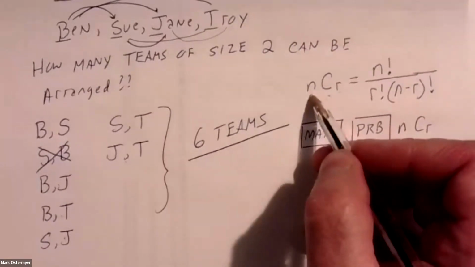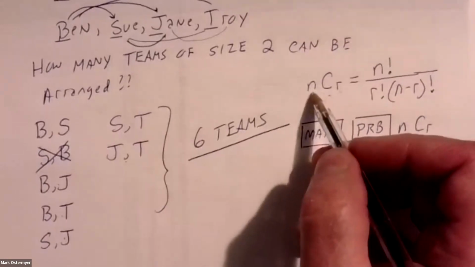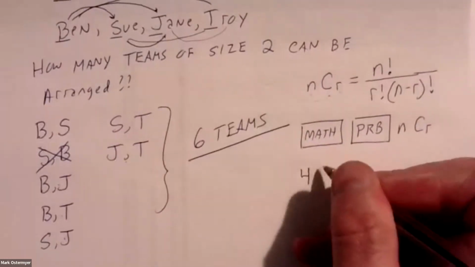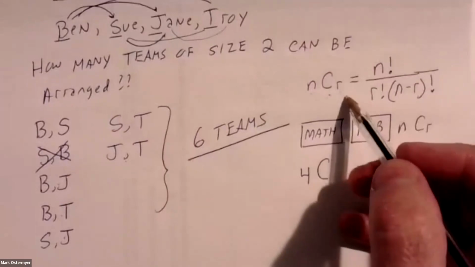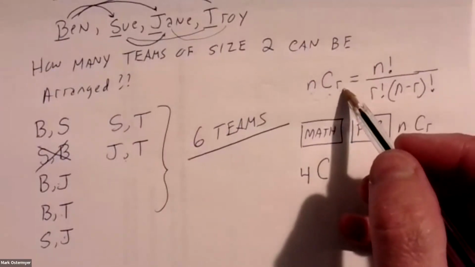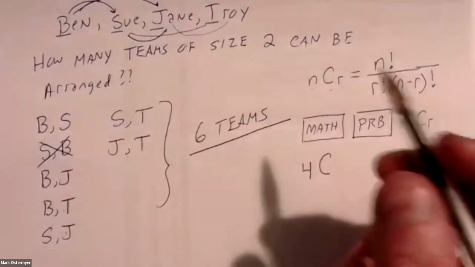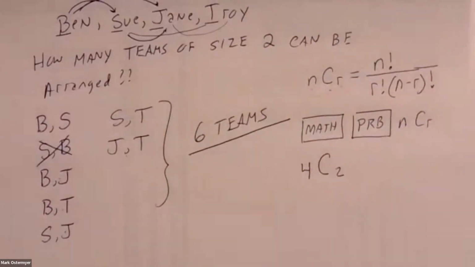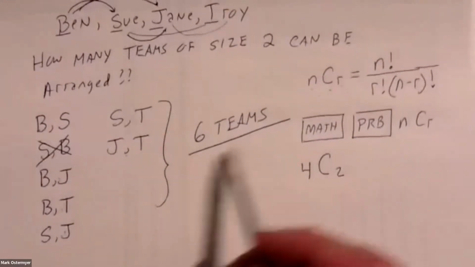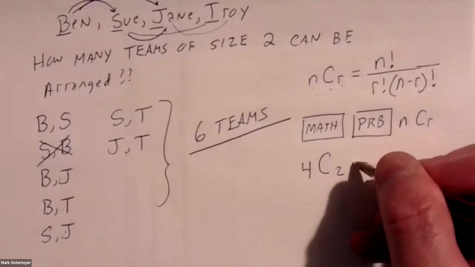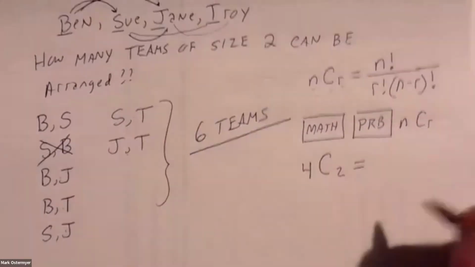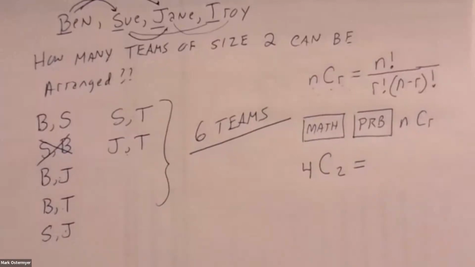n is the total number of things we have to choose from. In my example, I had 4 people to choose from, so n would be 4. r represents how many of all the things we have to choose from we actually choose. So I'm choosing 2 people from the 4 people. So 4 in combination with 2 would generate the total number of teams that are possible. So how do we bring this up on our calculator? 4 choose 2, or 4 in combination with 2.